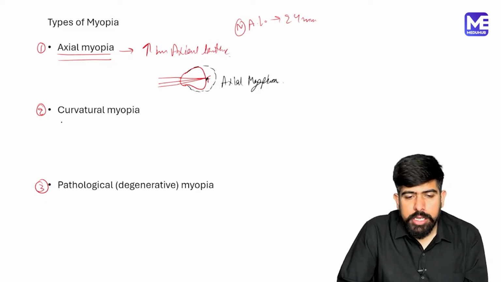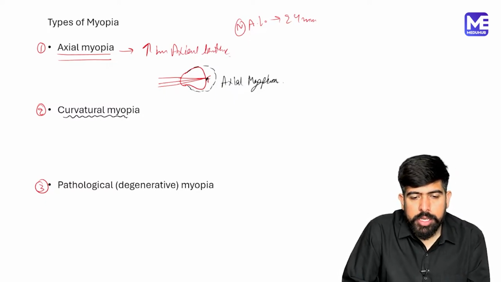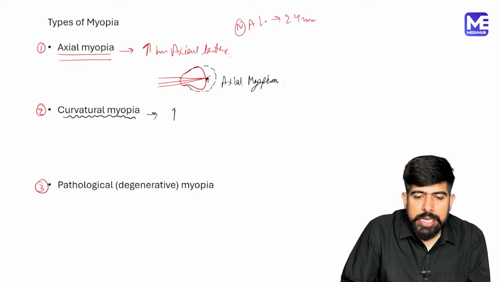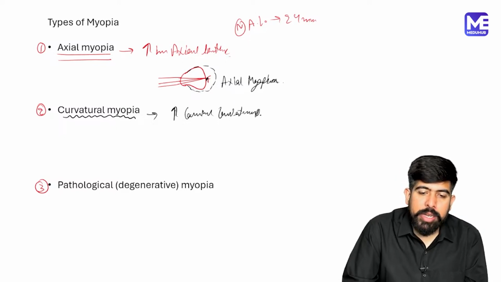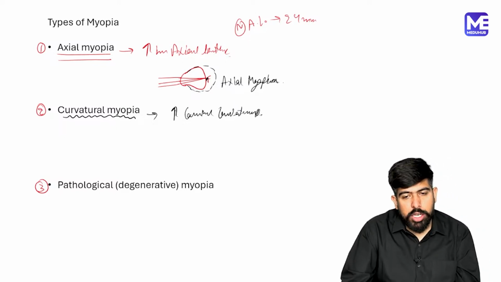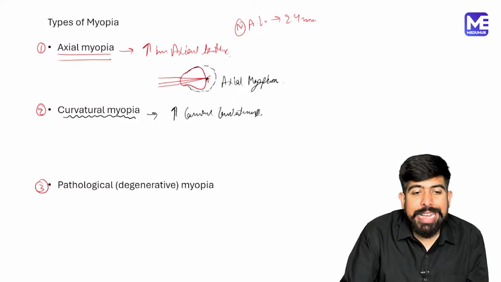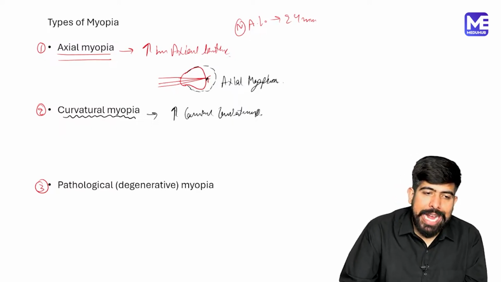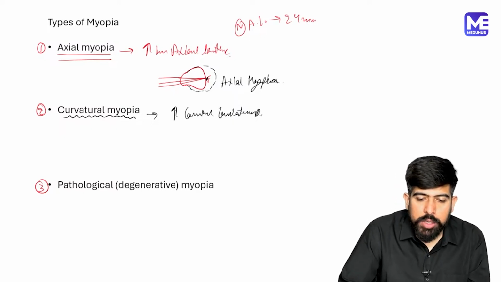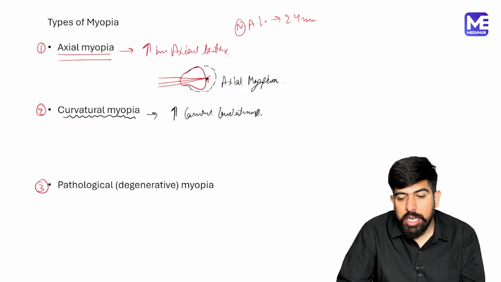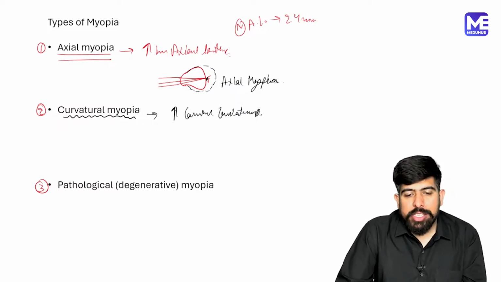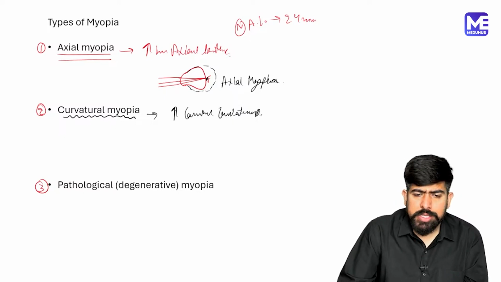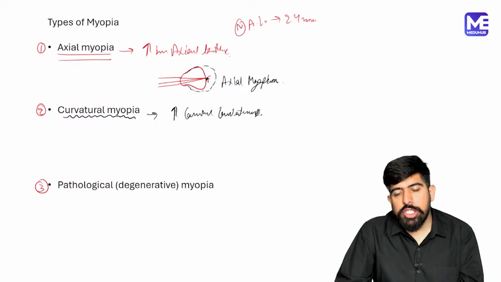The same thing in curvatural myopia, which we talked about: there is an increase in the corneal curvature. We talked about it in keratoconus. Let me know, in keratoconus, what did we see? In keratoconus, we see an increase in the curvature of the cornea.